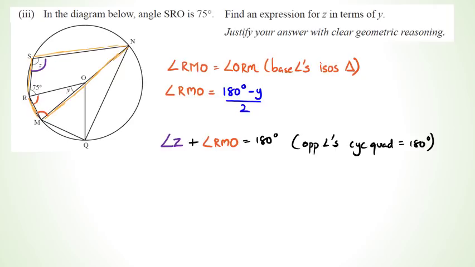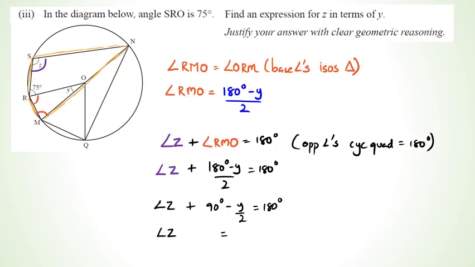So if that's the case, then I've got angle Z plus angle RMO, which is (180 degrees minus y) over 2, equals 180 degrees. Simplifying this, I get angle Z plus 90 degrees minus y over 2 equals 180 degrees, and rearranging this, I get angle Z is equal to 180 minus 90 plus y over 2, which means angle Z is equal to 90 plus y over 2.